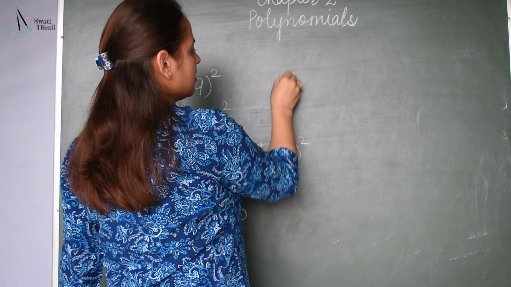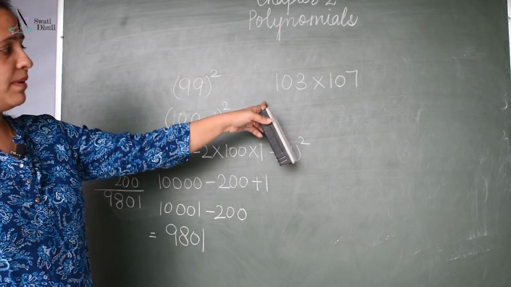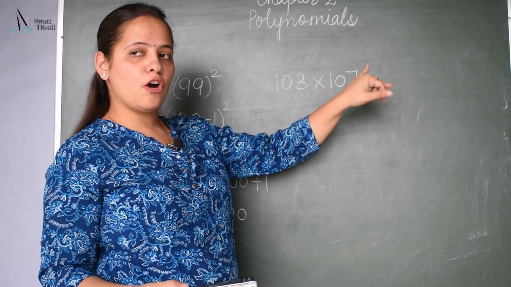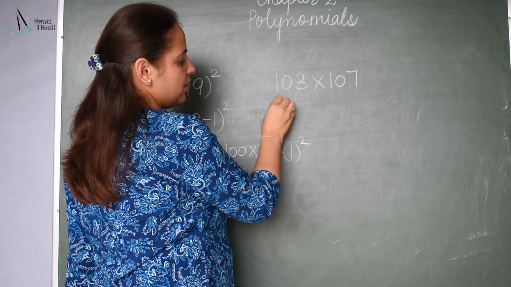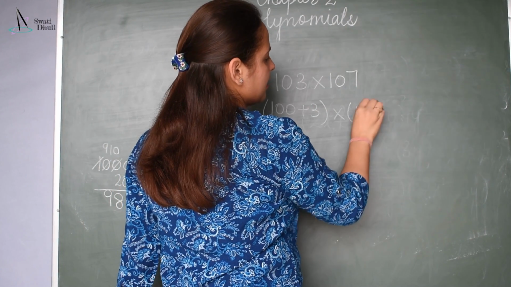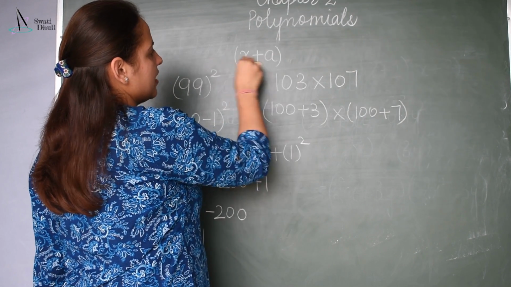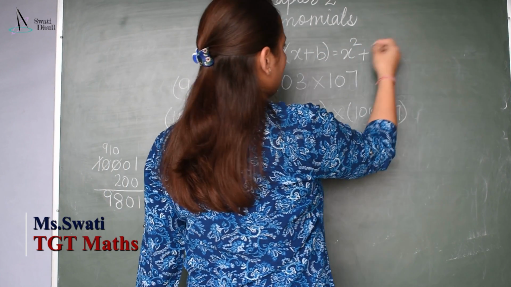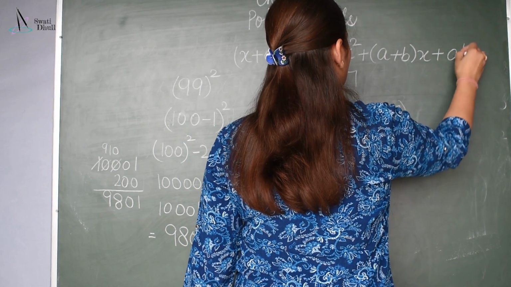Similarly, you can be asked 103 into 107. You need to simplify it, and you have to find the value of 103 into 107 without multiplying it, but by using your algebraic identity. So you can write 103 as 100 plus 3 and 107 as 100 plus 7. Now remember this identity: (x + a)(x + b) is equal to x square plus (a + b) into x plus ab.